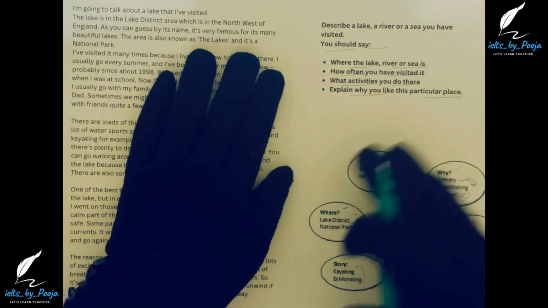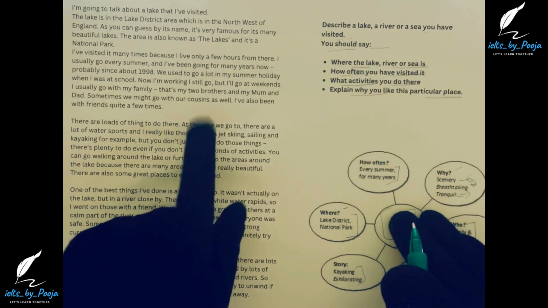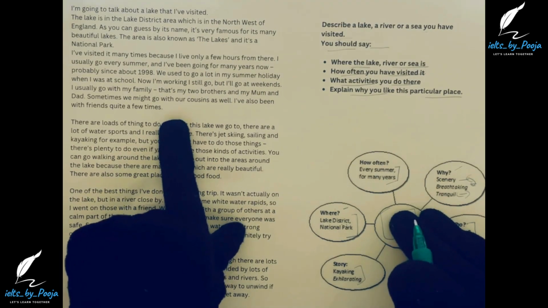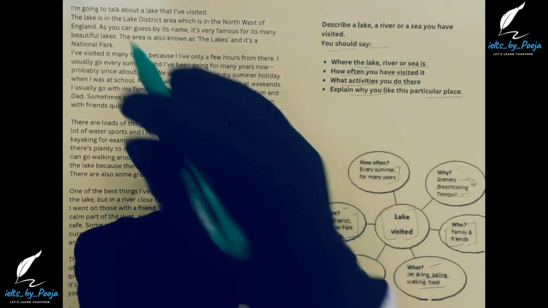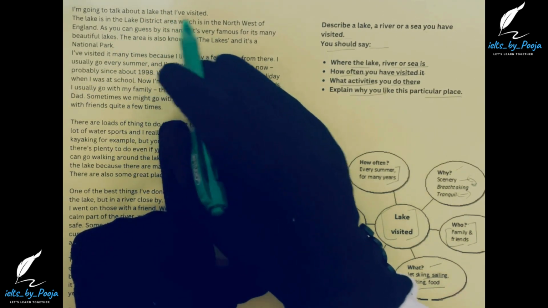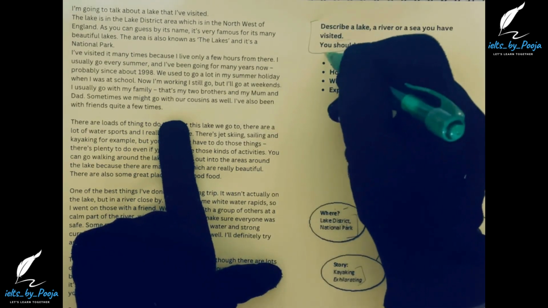So with all the points I have here, what I'm going to do is discuss the essay right now, the cue card, what you are going to mention. You start with the very first line: I'm going to talk about a lake or river I have visited. So you start from here, the introduction.